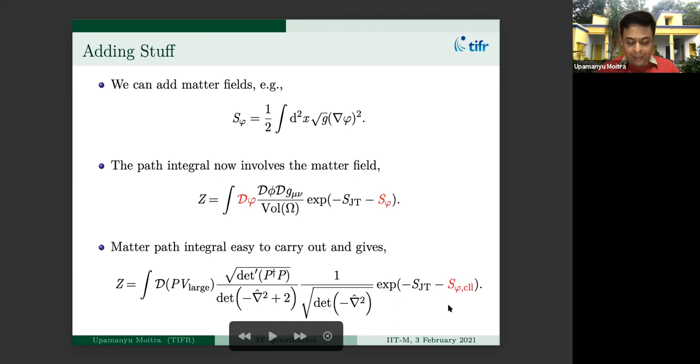It turns out that even in this case, in the asymptotic AdS limit with Dirichlet boundary conditions for the matter fields, this determinant is independent of the large diffeomorphism. So the result for the partition function turns out to be the same.